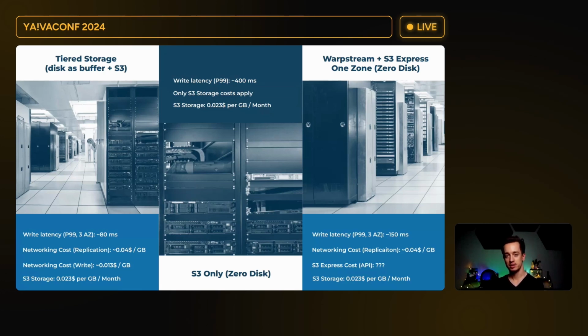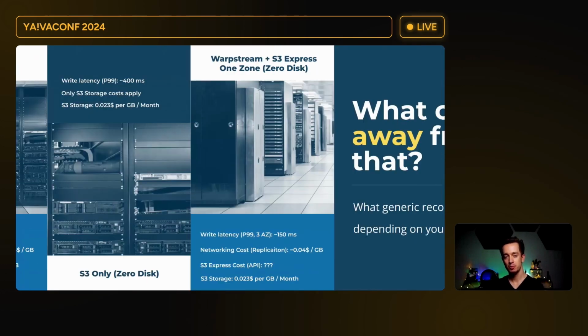Yeah, so these are the three layouts that are present right now. I'm really curious how this whole world will develop.